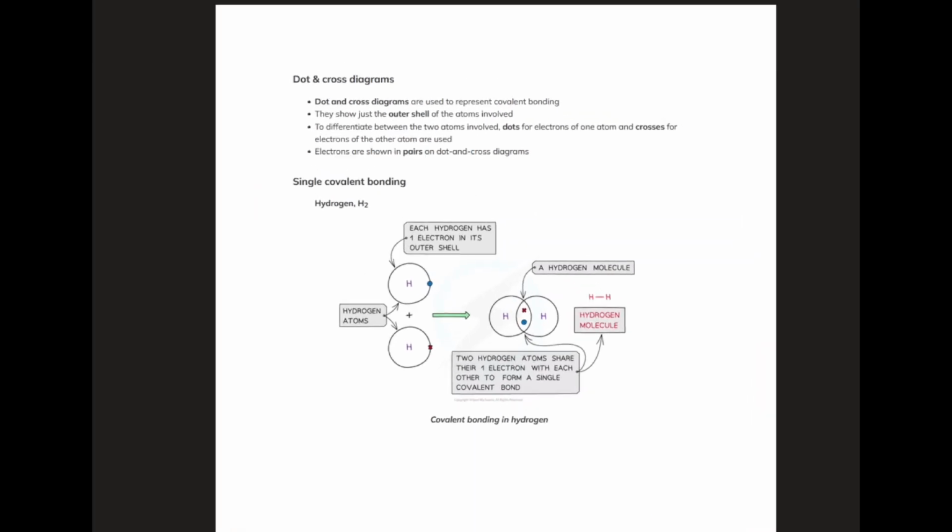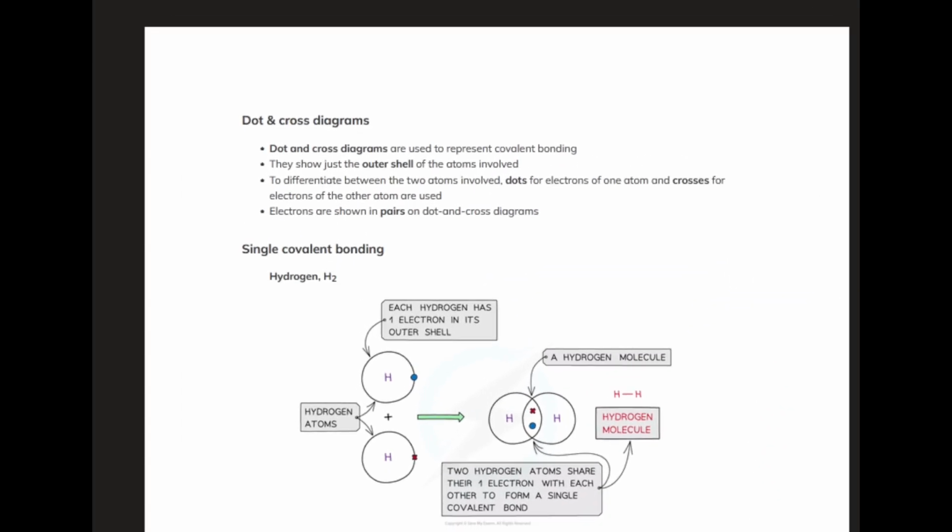And here we have dot and cross diagram. So dot and cross diagrams are used to represent covalent bonding. So this is the example. You can see hydrogen's molecule here. So one of the hydrogen atoms uses cross, another hydrogen uses dot. So we call it dot and cross diagram. That shows just the outer shells of the atoms involved.